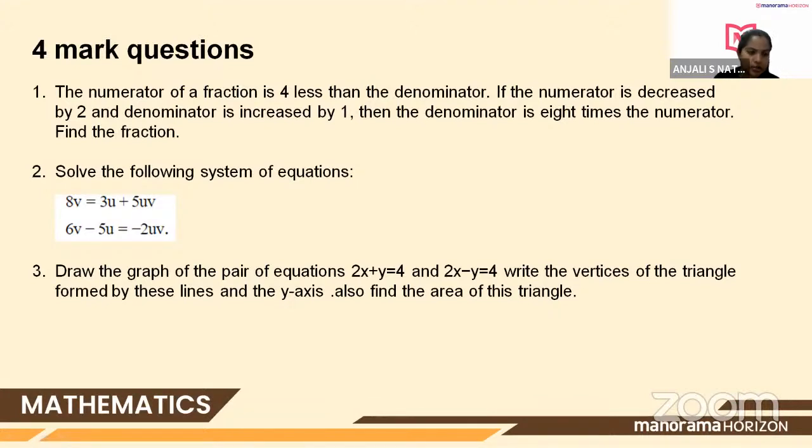A last question. Draw the graph of the pair of equations 2x plus y is equal to 4 and 2x minus y is equal to 4. Write the vertices of the triangle formed by these lines and the y-axis. Also find the area of this triangle. So we have two equations here.